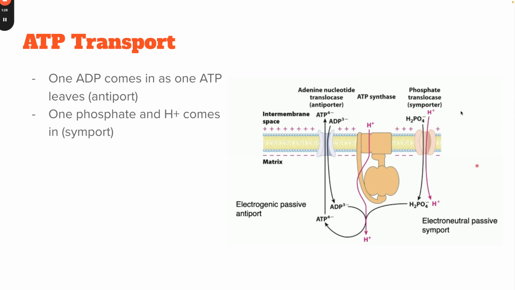The other transporter that's also important in this case is a phosphate translocase. This is a symporter. So we have our phosphate group moving into the matrix, but along with that, we have a proton moving together with it. This is important because our phosphate group is negatively charged and our proton is positively charged, so this makes the process electrically neutral. And so these two transporters allow for the balance between removing ATP and bringing back the components needed to generate ATP into the mitochondrial matrix so that it can be used in ATP synthase.